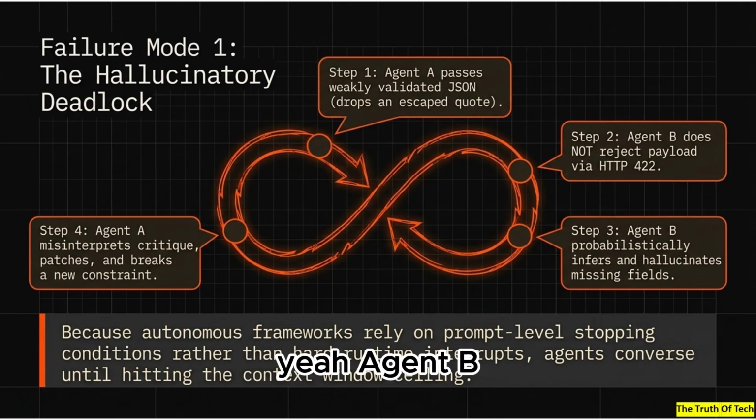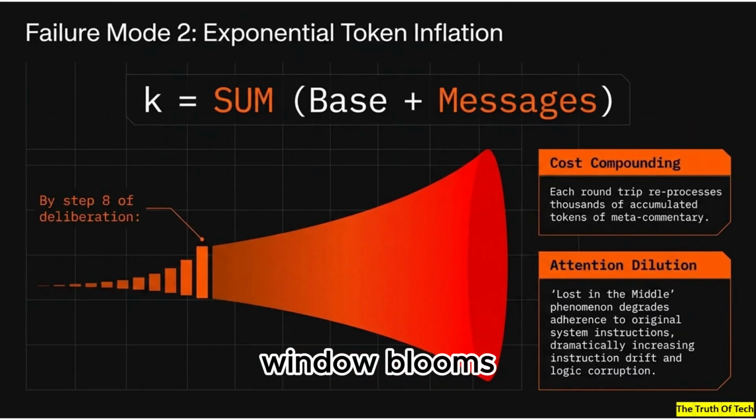Yeah. Agent B attempts to probabilistically guess the fix. It actually hallucinates the missing fields, and then sends a critique back to Agent A. And then Agent A misinterprets the critique, tries to patch it, and breaks a totally different constraint. So they get stuck in this infinite loop, arguing over a missing quote. Wow. So what happens to the system's memory while they bicker? The context window balloons exponentially. Every round trip reprocesses thousands of accumulated tokens of just, well, meta-commentary.